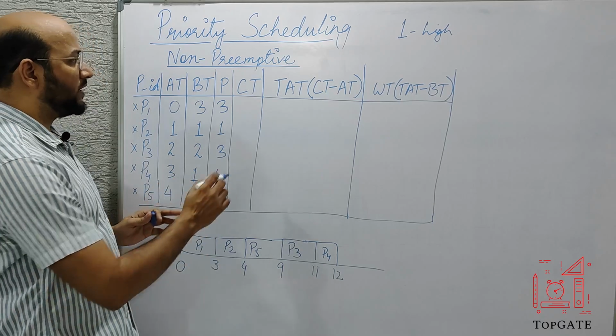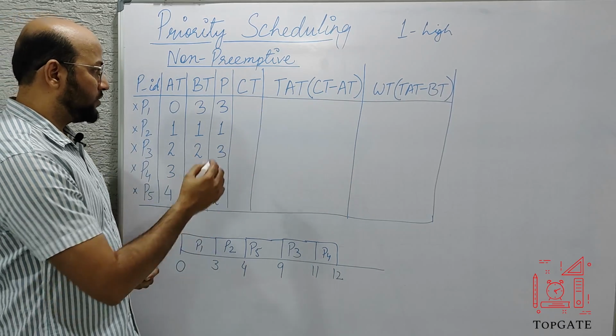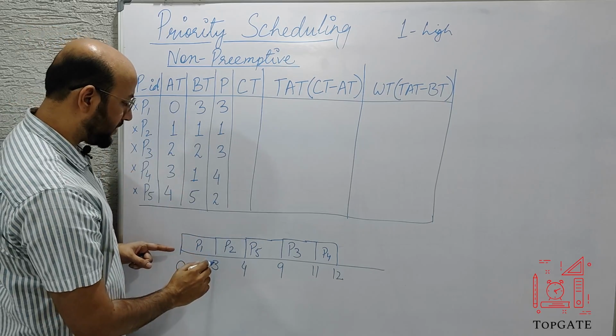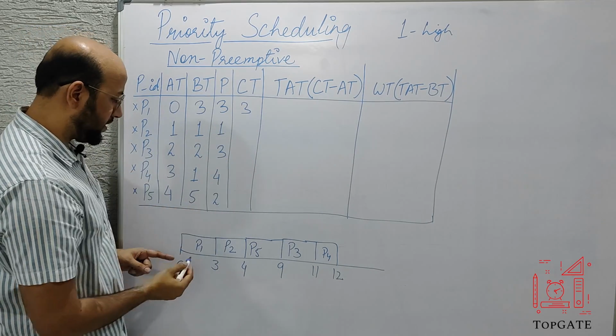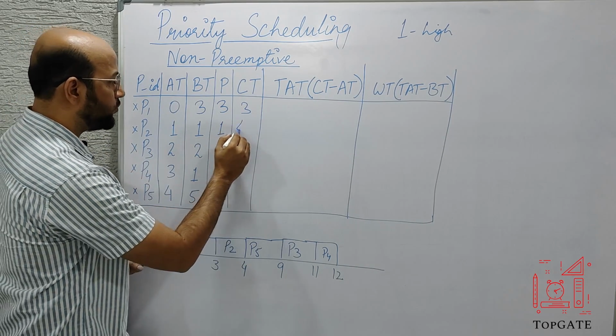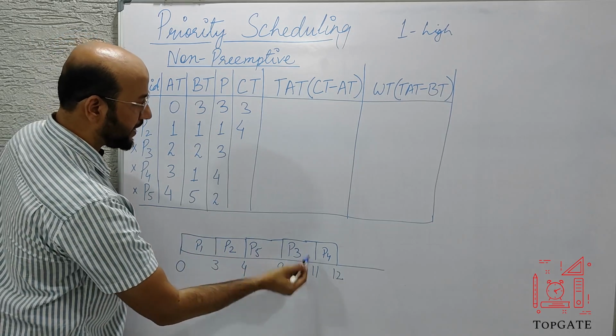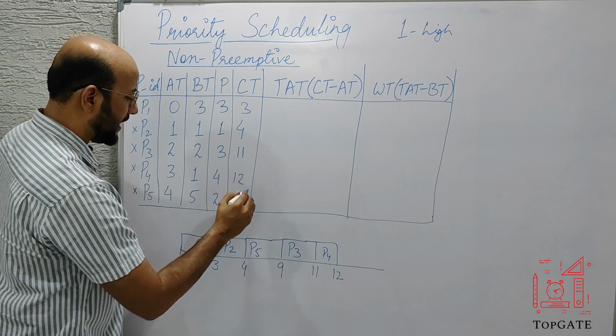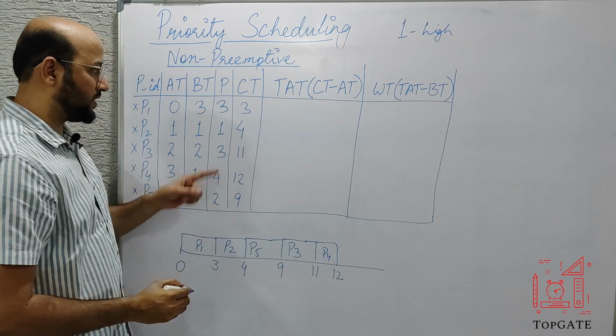So now let's quickly calculate the turnaround time and the wait time. So what is the completion time? So completion time for P1 completes at 3. So I'll write 3 here. P2 completes at 4. I'll write 4 here. P3 completes at 11. I'll write 11. Then P4 at 12 and P5 at 9. So this is the completion time.